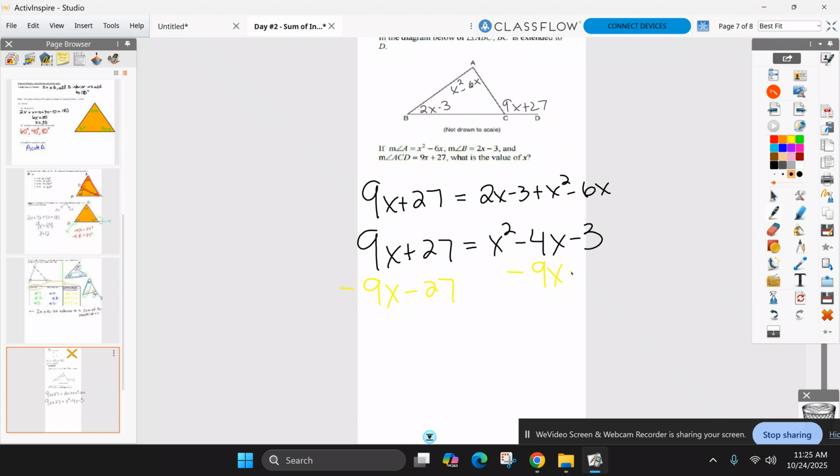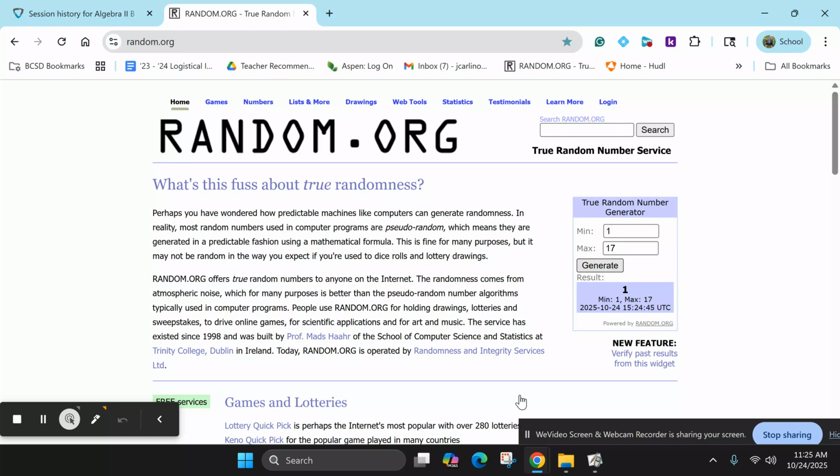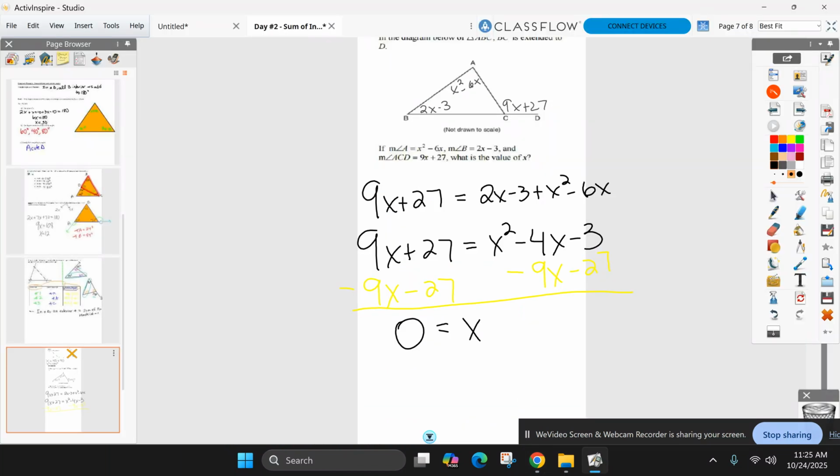Make sure it's combined with the correct numbers and expressions over here. So now it's equal to 0. What do you get on the right side now? Combine everything for me. Michael, back to you. X squared minus 13x minus 30. Yep.